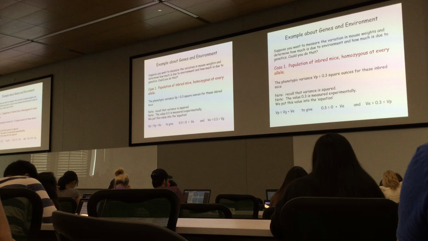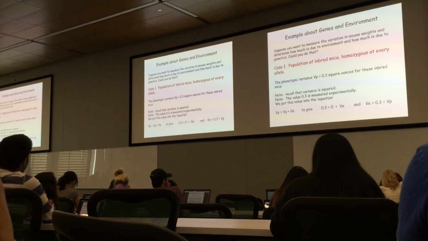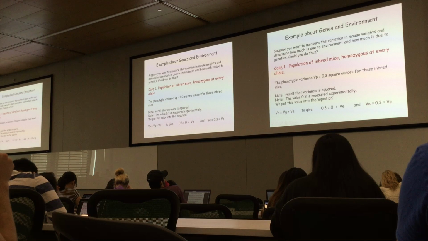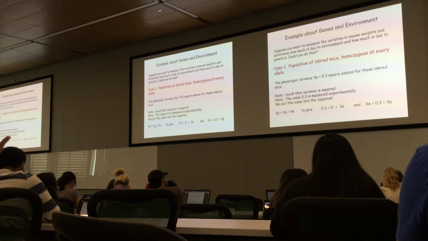It involves mice, and we're simply going to weigh these mice. And we've got two cases. The first case, case 1, we're examining a population of inbred mice. And inbred mice are homozygous at every allele, right?